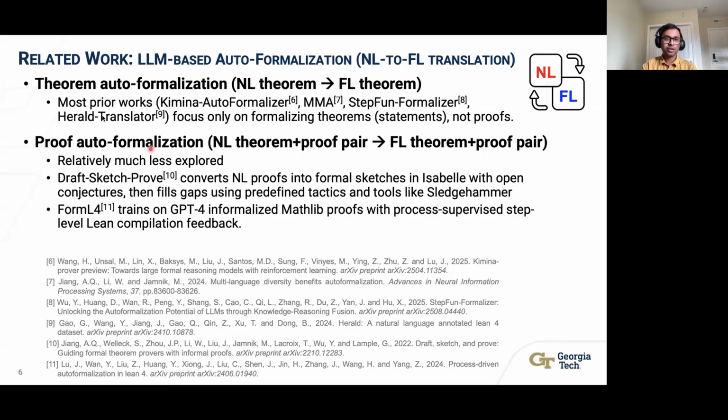And by contrast, proof auto-formalization tools focus on translating both the theorem and the proof into a fully checkable formal Lean-verifiable proof, and it is much less explored. For example, the Draft, Sketch and Prove paper converts proofs into Isabelle sketches with missing steps and then tries to fill the gaps with Sledgehammer. And also there is a tool called FormL4. It is another approach specific for Lean, and it incorporates step-level compilation feedback. But critically, none of these approaches provide end-to-end natural language to formal language alignment of theorems and proofs in a shared semantic space, which we try to address through our method.